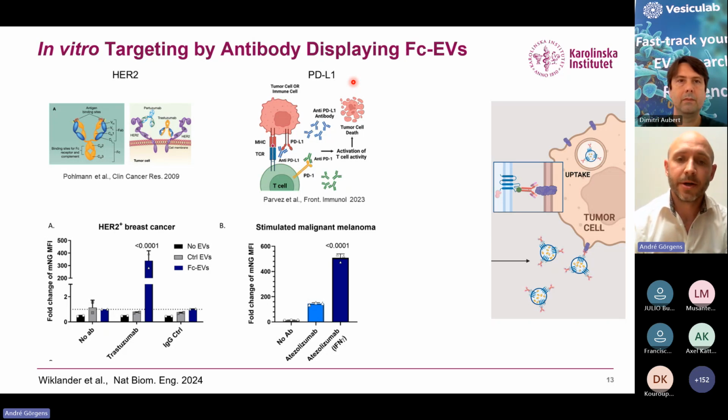So here we used the PD-L1 antibody. We tried a few different ones and saw that the best effect we got was with the PD-L1 antibody called atezolizumab, also clinically used. And we tested this on melanoma cells. So when the Fc-EVs displayed atezolizumab, we had about a 500-fold increased uptake as compared to the same Fc-EVs without antibody. So this seemed to be a clear targeting effect in vitro.